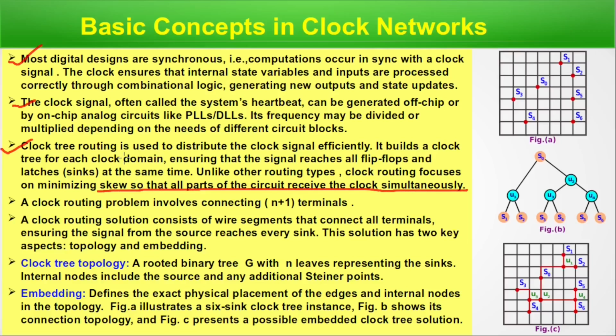Now, a clock routing problem involves connecting n+1 terminals. A clock routing solution consists of wire segments that connect all terminals, ensuring the signal from the source reaches every sink. This solution has 2 key aspects: topology and embedding.